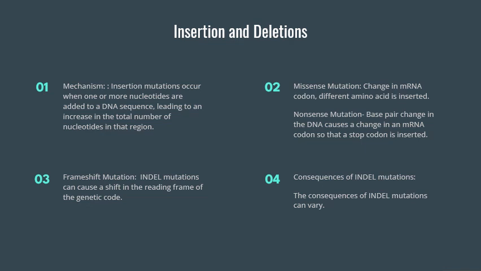We have missense and nonsense mutations. Missense mutations are a change in the mRNA codon where a different amino acid is inserted. Nonsense is when a base pair change in the DNA causes a change in the codon so that an early stop codon is inserted.